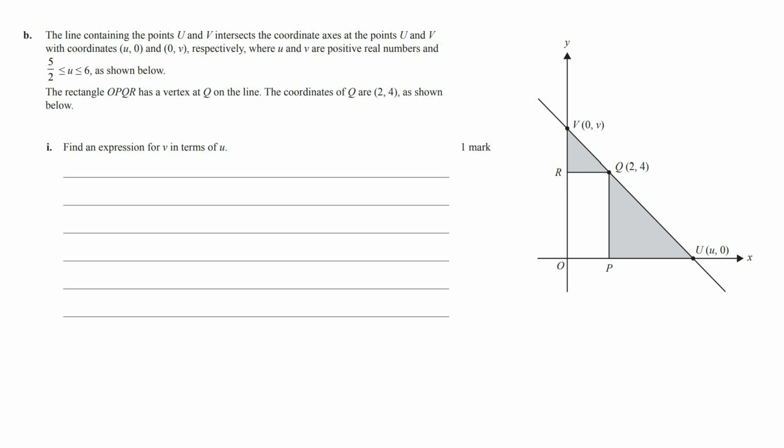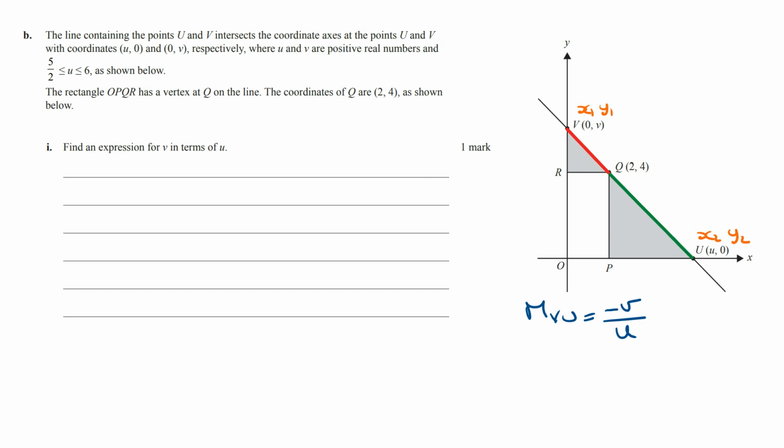Looking at the diagram, the points V, Q and U lie on the same line. This means that the line segment VU is going to have the same gradient as the line segment QU. Using the gradient formula, we can work out and equate the gradients of these two line segments. If we let this point be x1, y1 and this point be x2, y2, then the gradient of the line segment VU is y2 minus y1, so this will be 0 minus v, which is minus v, over x2 minus x1, so this is u minus 0, which is just u.